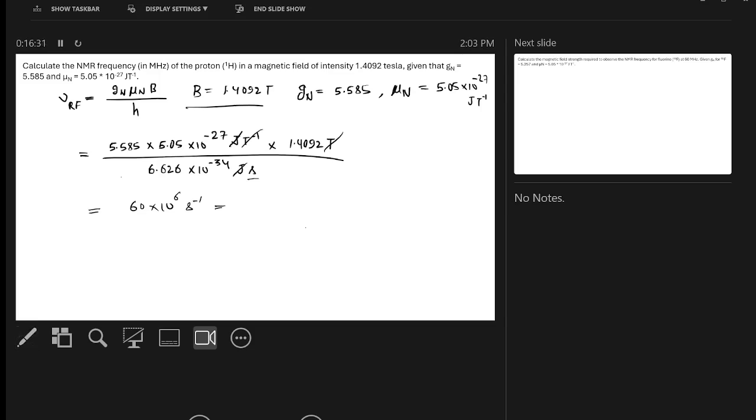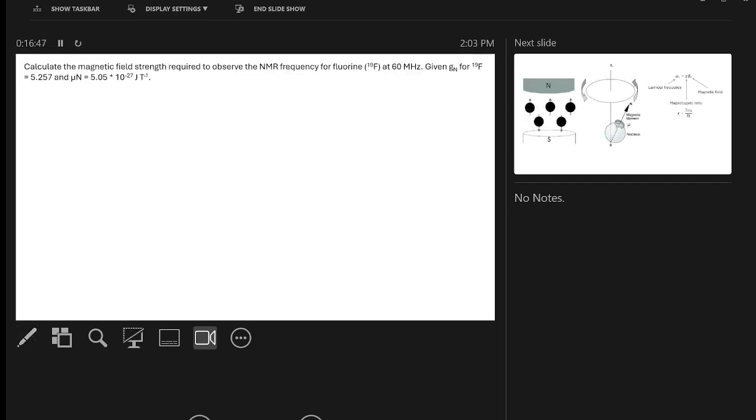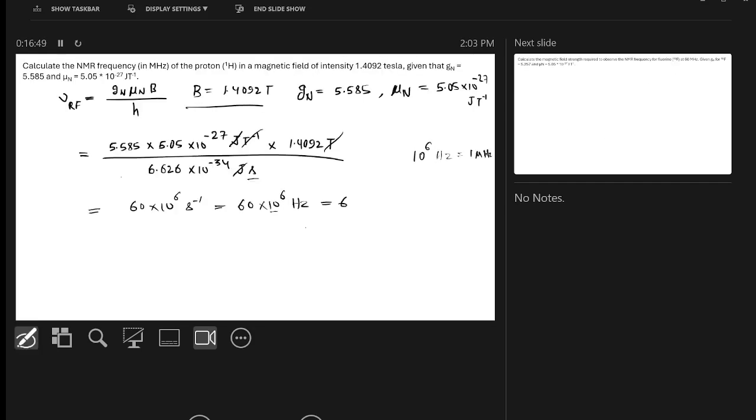The time inverse is frequency. So you can write 60 times 10 to the power 6 hertz, where 10 to the power 6 hertz equals 1 megahertz. So it will be 60 megahertz. When we apply this much magnetic field, the frequency of light you will require is 60 megahertz.